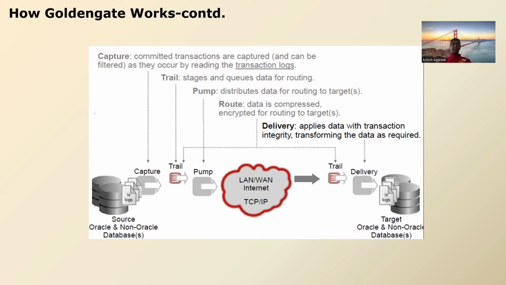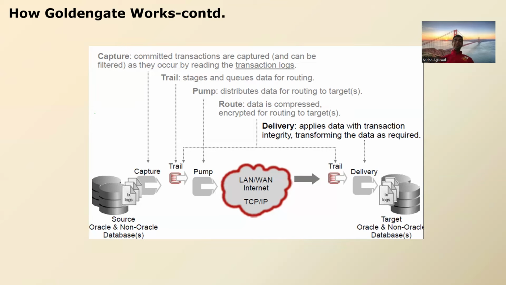Okay. So I again repeat, this architecture is very important. So how does GoldenGate architecture work? You have a source database and a target database. Each database has its own transaction logs. The transaction logs contain committed as well as uncommitted transactions. So you configure the GoldenGate extract process, or capture process, which reads the data from the transaction logs and captures only committed transactions.